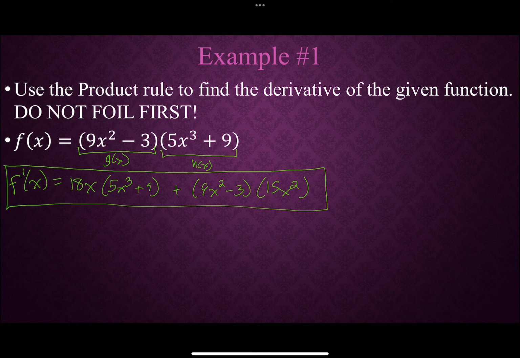You're just simply doing your product rule. One function derivative, other function left alone. And then reverse it. The function you took the derivative of, leave that alone, and then the derivative of the second function. So let's do another one like that.